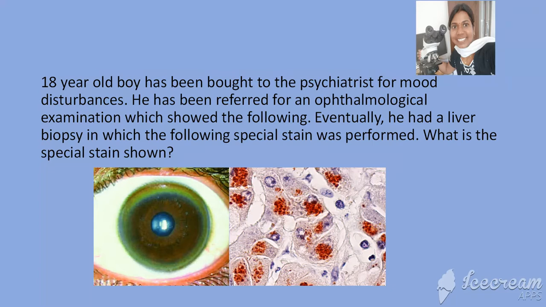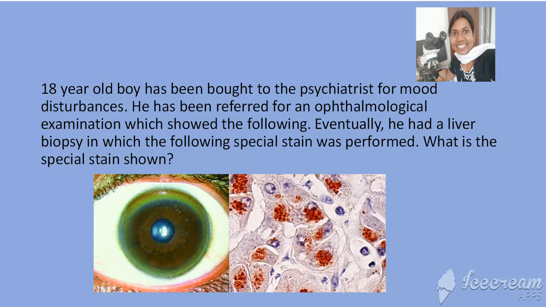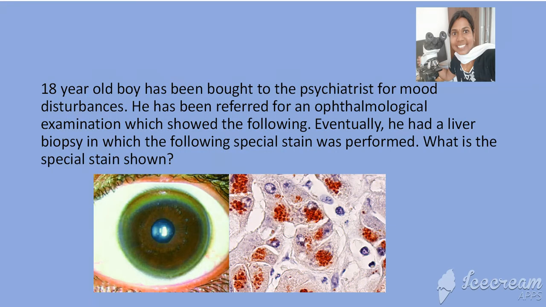What's the special stain show? And the options are Perl's, PAS, rhodanine, oil red. Now let's go back to the question. So with this given history, you have to come to a diagnosis. Okay, so what's your diagnosis in this condition?